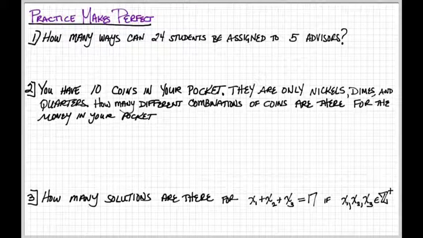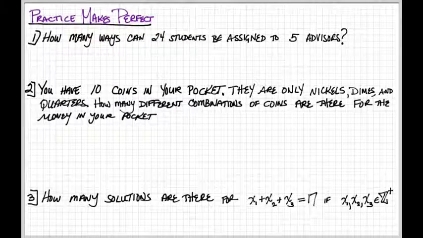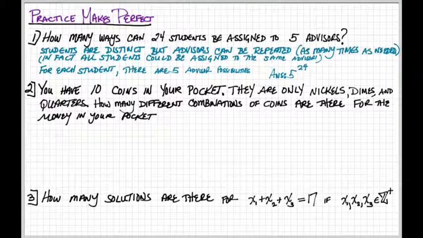How many ways can 24 students be assigned to 5 advisors? You have to look at this problem the right way in order to find the easier solution. The students themselves are distinct entities, but the advisors can be repeated.